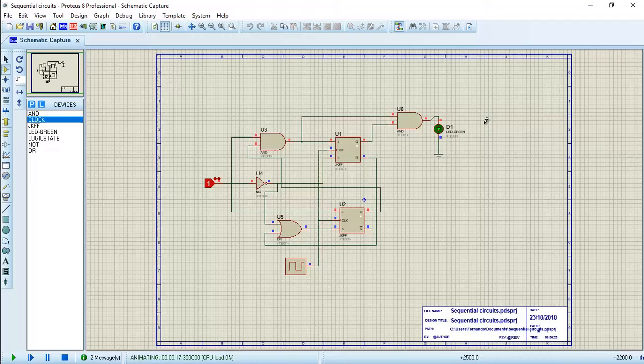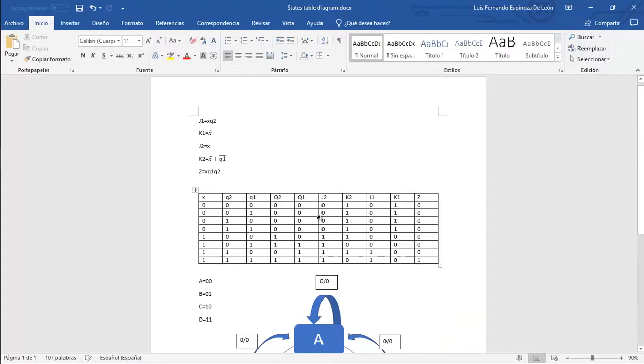So we concluded that this state table and this state diagram is right.